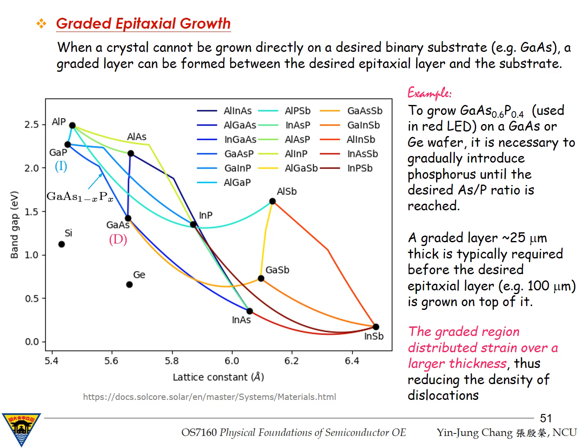So if we cannot find a perfectly lattice-matched material with the desired band gap, we use graded layers to transition gradually between lattice constants. So the graded region distributes strain over a larger thickness, reducing the density of dislocations that propagate into the active region. And please note that the graded epitaxial growth technique is essential in LED fabrication, laser diodes, multi-junction solar cells, and high electron mobility transistors.